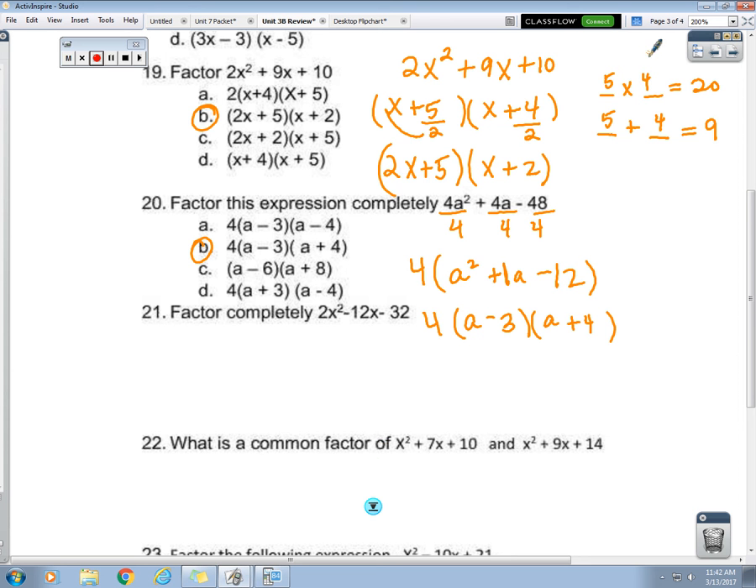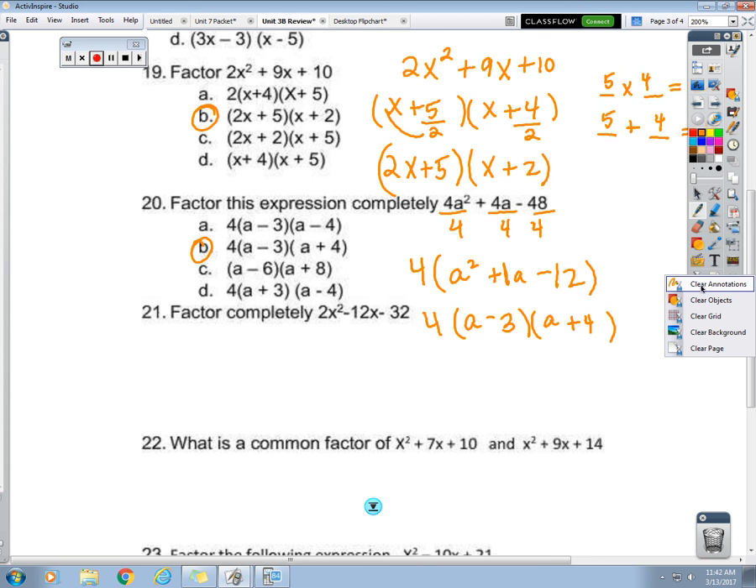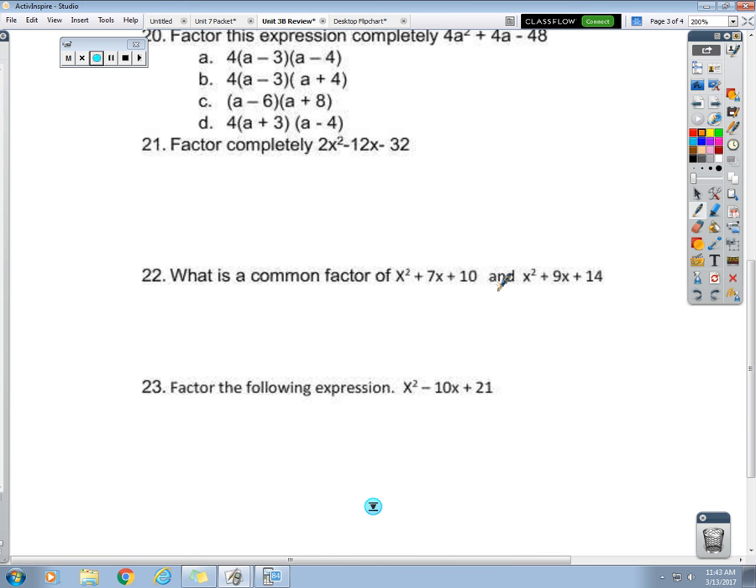Okay, number 21. Factor completely. Okay, what's the leading coefficient? It's 2. Is there a GCF? Yes, you can divide all of those by 2, which means it's the GCF. And what trinomial remains? And now we need to do the bubble method on that by looking for two numbers that multiply to negative 16 and add to negative 6.